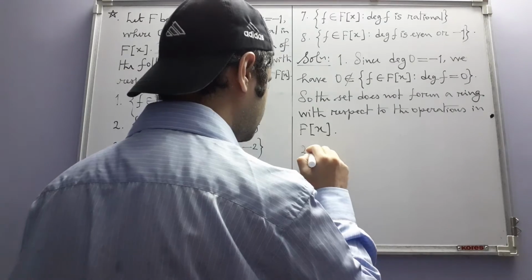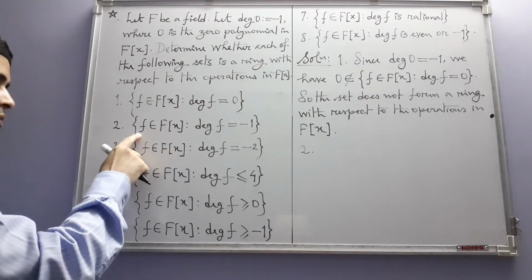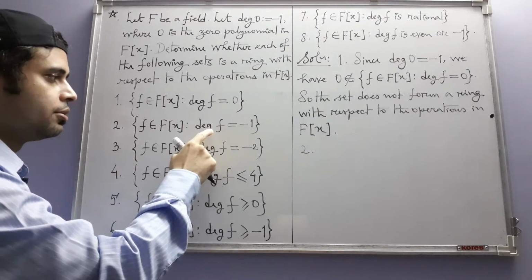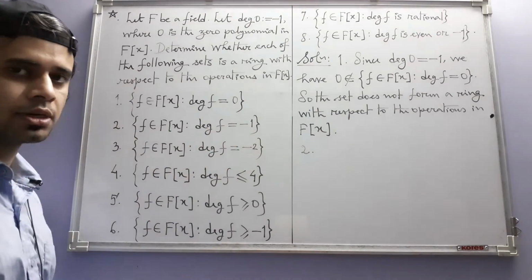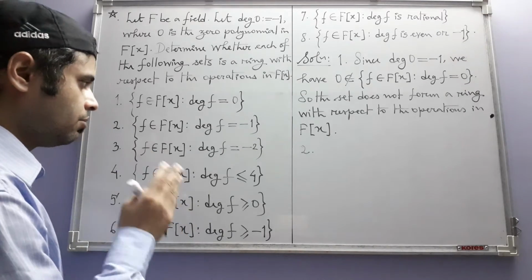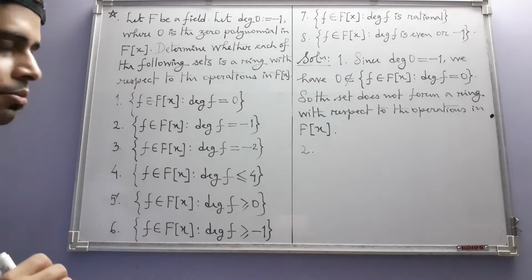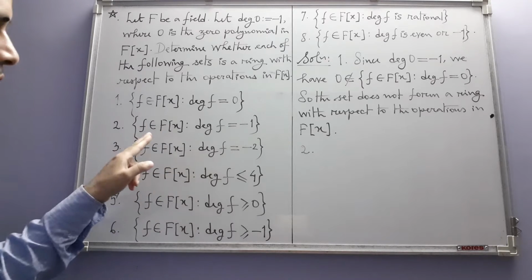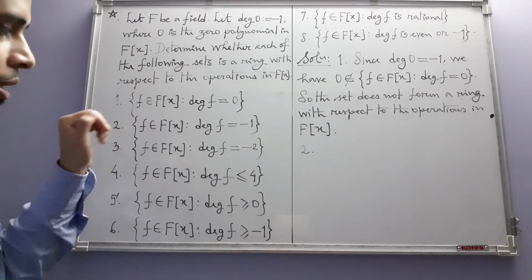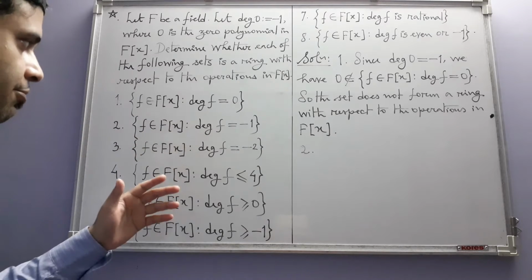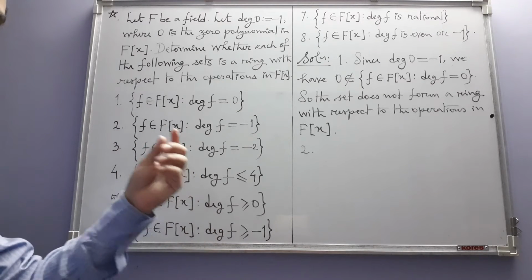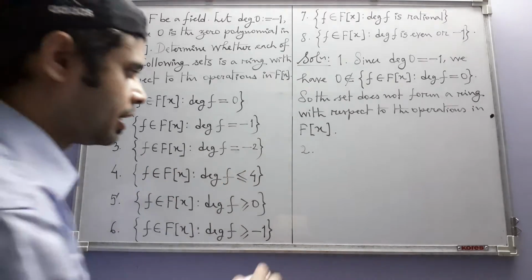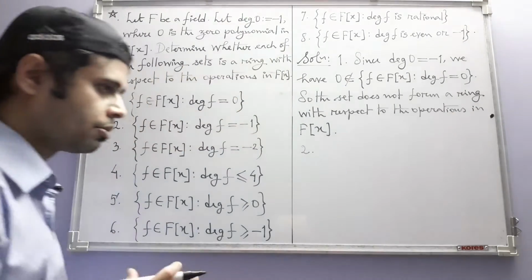Number 2. In number 2 the set consists of those polynomials f whose degrees are all equal to -1. Now we know by the definition of the degree of a polynomial that if f is a non-zero polynomial, something other than the zero polynomial, then its degree is defined to be the largest exponent where the corresponding term has a non-zero coefficient.